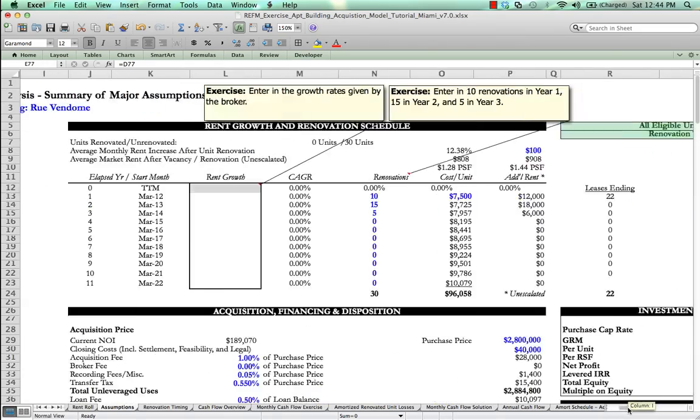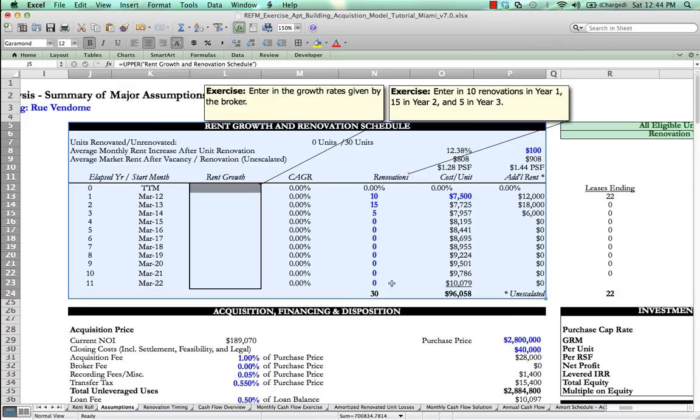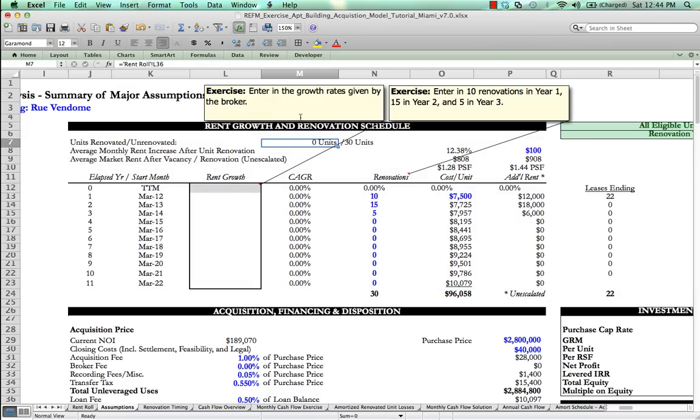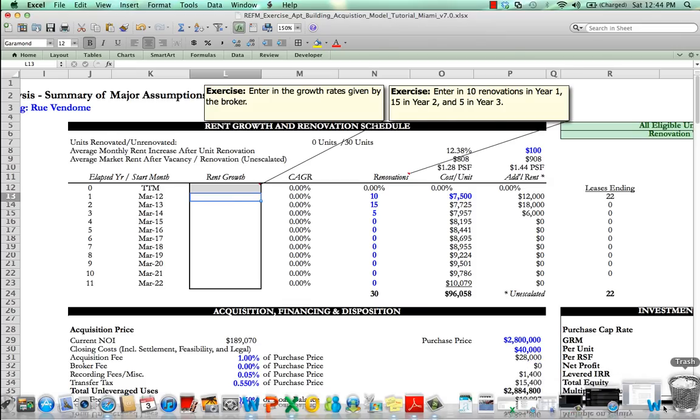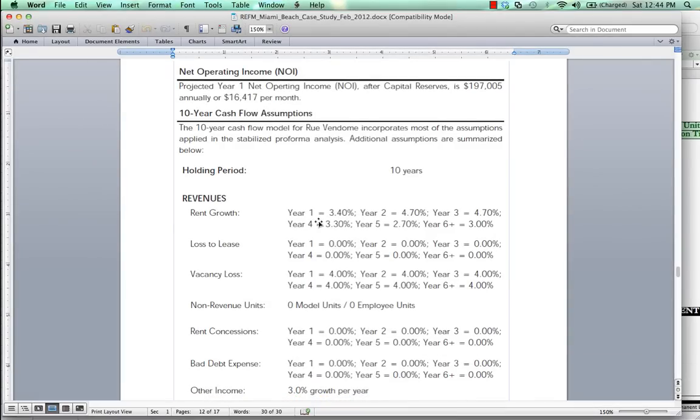But for now, let's go ahead and scroll to the top right of the Assumptions tab to the Rent Growth and Renovation Schedule portion. Okay, and this really is going to be, as I said, where the action in the model occurs. And so we can now proceed with entering in the growth rates for the rents that are given by the broker, and we'll reference the memo for that. Okay, so the rent growth, so we had again on page 12 of the memo is 3.4, 4.7, 4.7, 3.4.